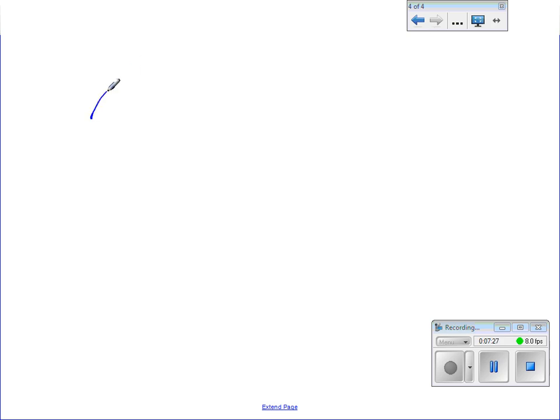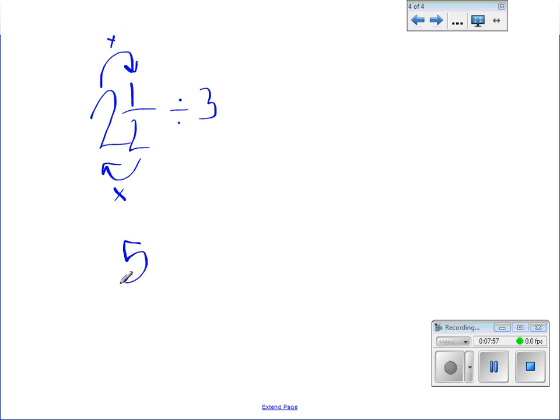Let's do an example with a division problem. What if I had 2 and 1/2, and I wanted to divide it by 3? Well, my first step would be to change this mixed number into an improper fraction. I do that by 2 times 2 is 4, and then I do 4 plus 1, which is 5. So I would have 5 over 2, and then I'm dividing that by 3.